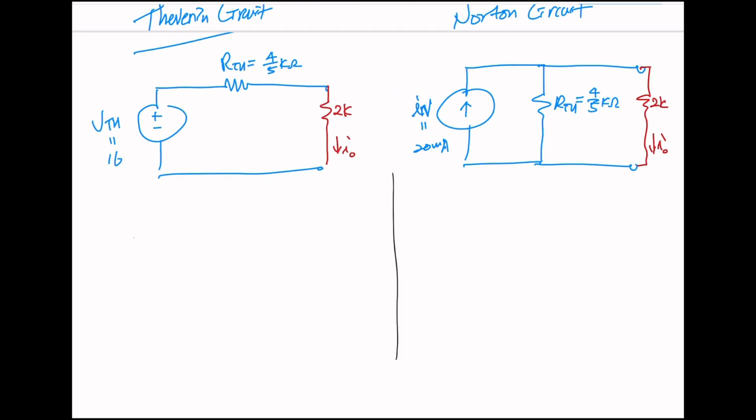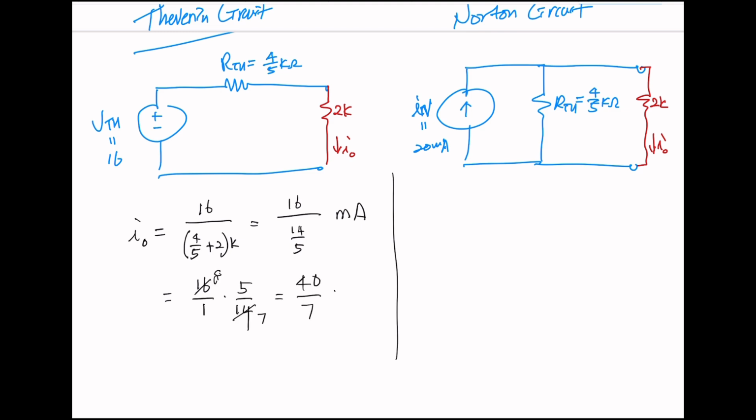Using Thevenin, we can find I sub 0 as V over R, right? So V 16 over R 4 over 5 plus 2K. That is 14 over 5 milliamp, because K is at the denominator, so we're gonna bring it up. It's gonna be milli. 16 over 1 times 5 over 14, 40 over 7 milliamp.